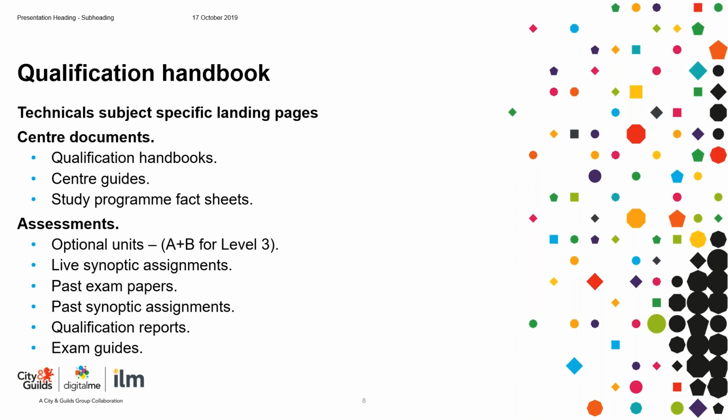Under the Assessments tab, you will find the optional units, and that will be versions A and B for level 3. You will find your live synoptic assignments, your past exam papers, your past synoptic assignments, qualification reports going back over your years of delivery, and this is where the exam guides now sit. So for those of you that were familiar with them being under the Centre Documents tab, they have now moved under the Assessment tab.